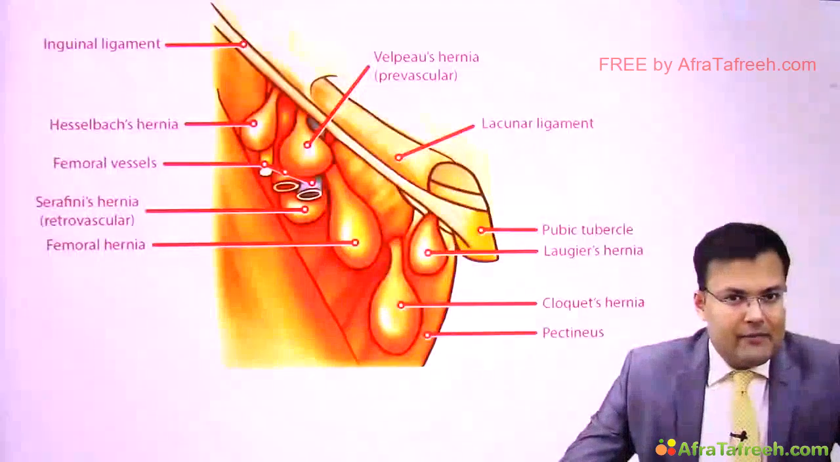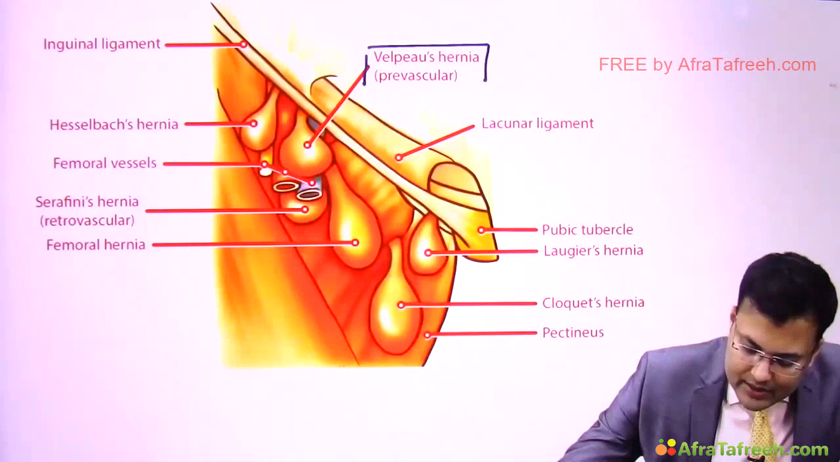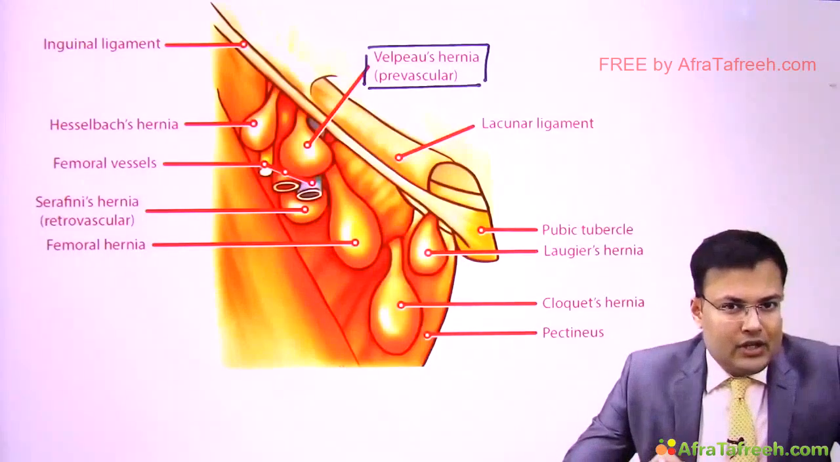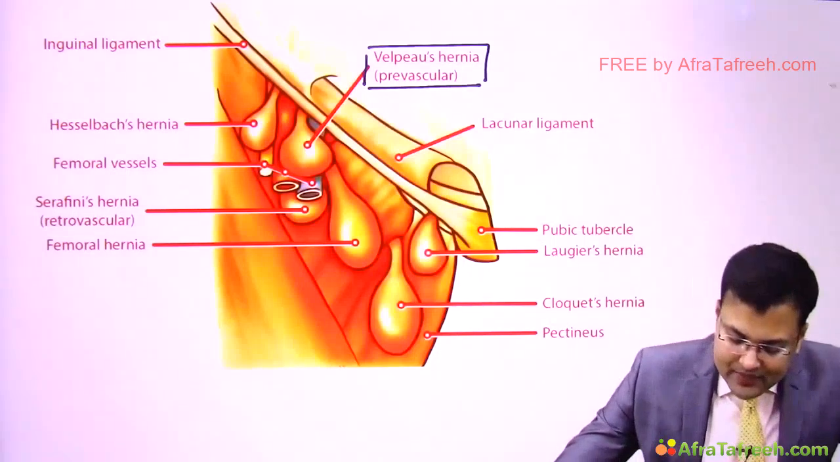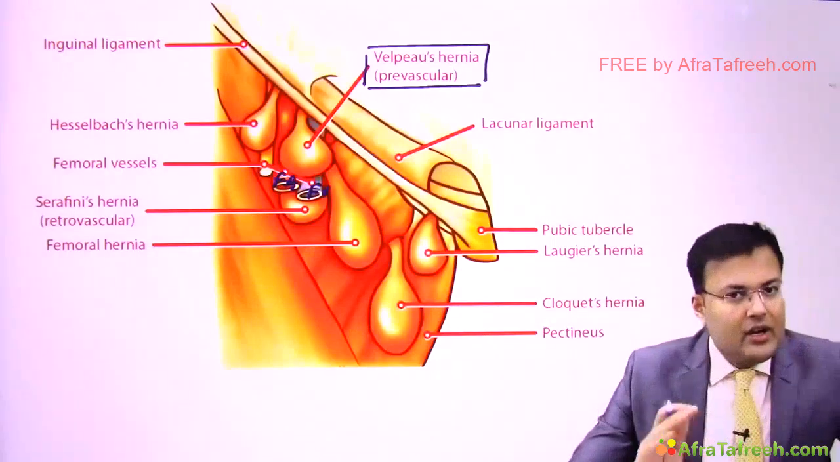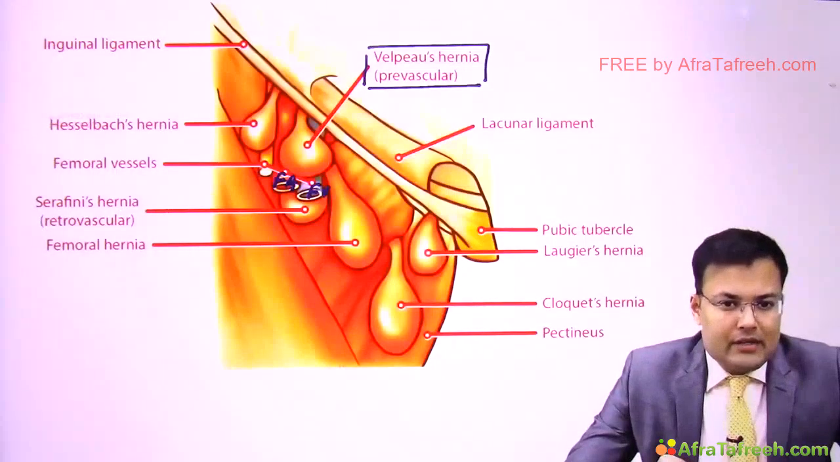Now see this diagram for better understanding of three hernias. One is known as Velpu's hernia, that's known as prevascular. See the location? It is prevascular, means it is located in front of femoral vessels. This is femoral vein and this is femoral artery. So it is located in front.